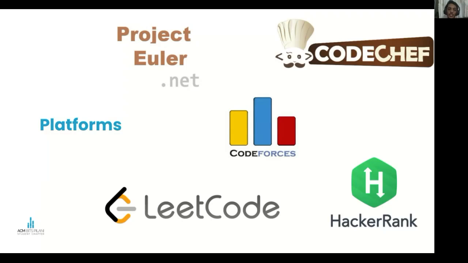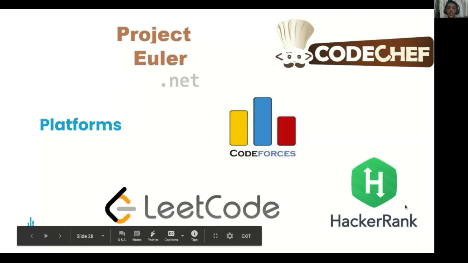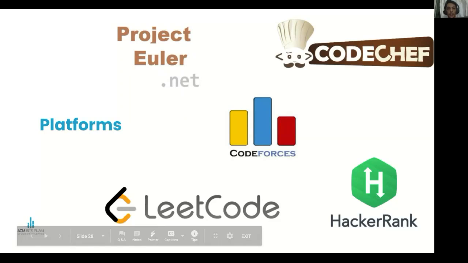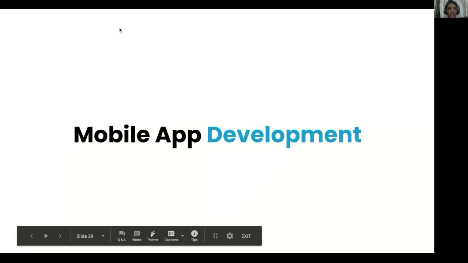And it's some of the magical things you can do if you're a competitive coder, but you need to be one of the best. Anyways, moving on from competitive coding would be mobile app development. I'll give it to Mihir.